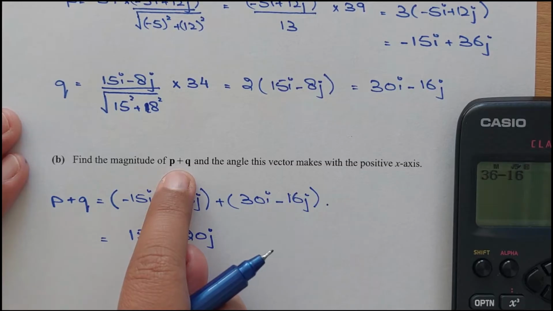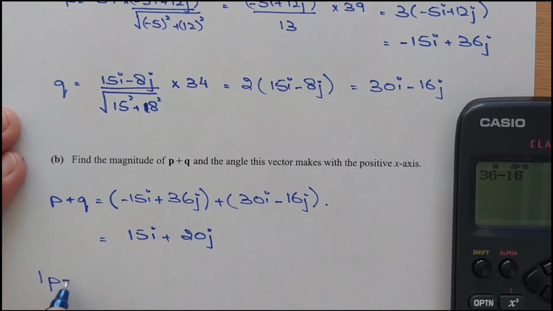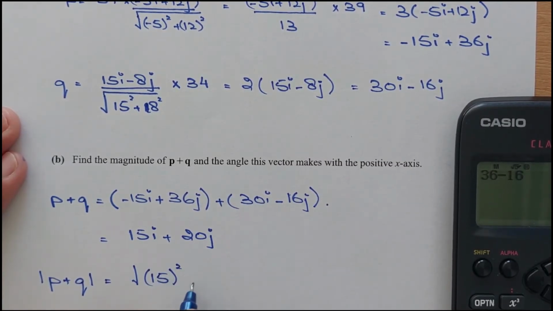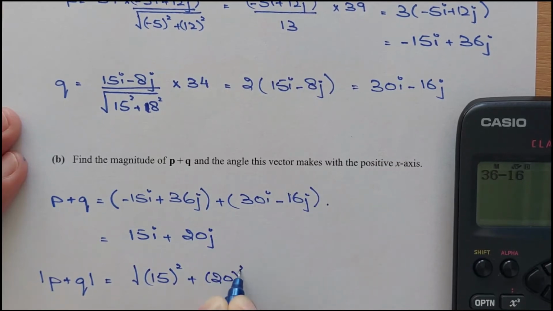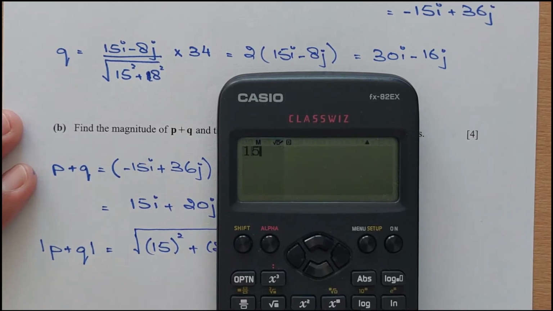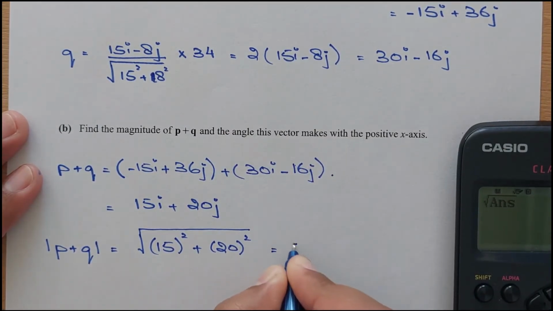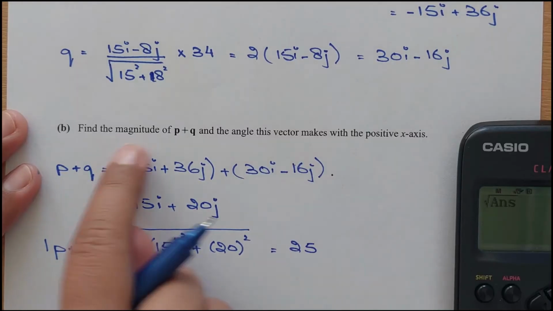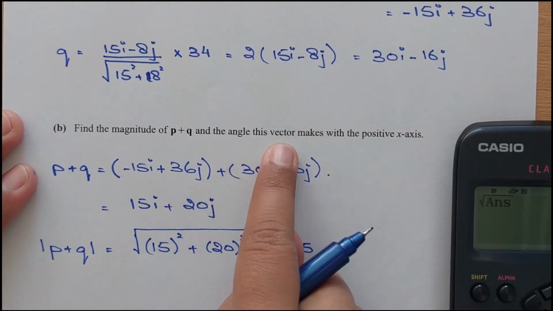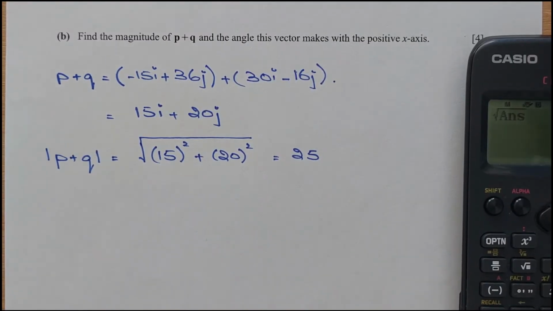So we need to find the magnitude of this p plus q. Now the magnitude of p plus q is the square root of 15 square plus 20 square. Right, so we have 15 square plus 20 square, and the square root of 625 is 25. So we can say the magnitude of p plus q is equal to 25. Now we need to find the angle this vector makes with a positive x-axis. Right, for the angle, let me draw this vector.